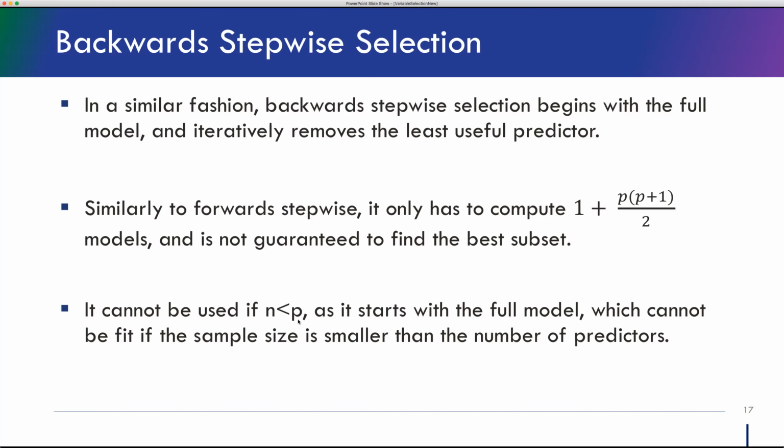So if p is really large, you cannot start with the full model, because it cannot be fit if the sample size is smaller than p.